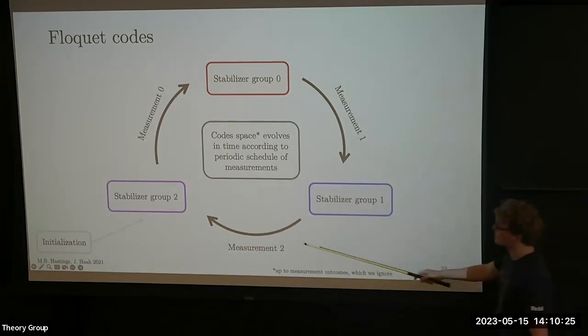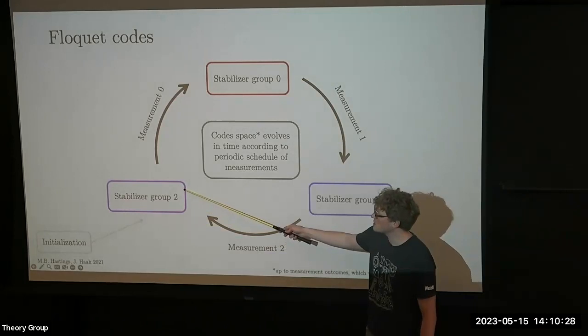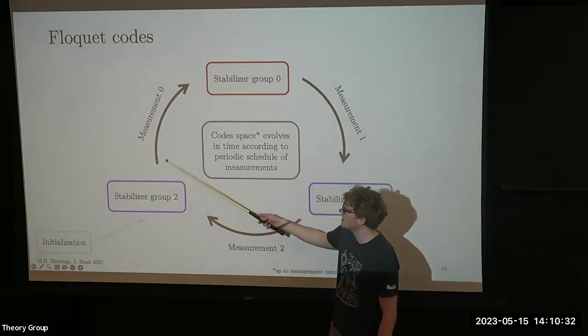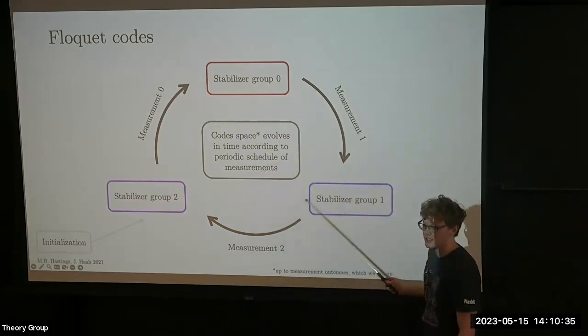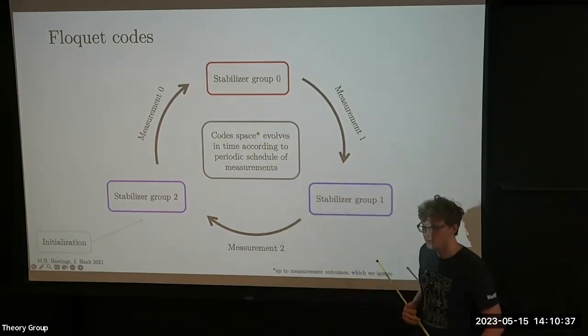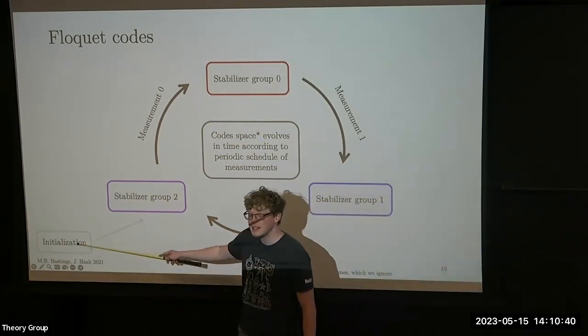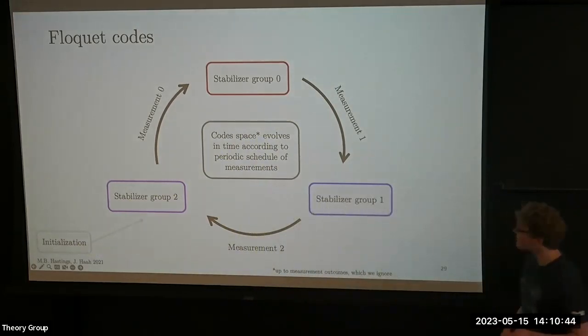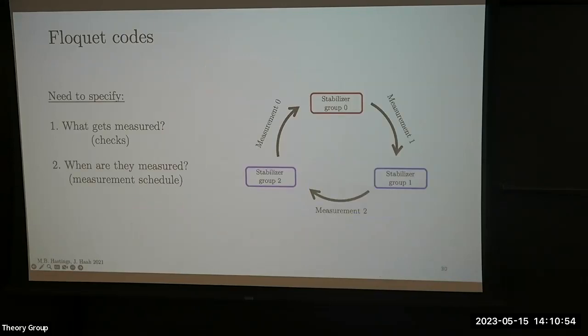So in order for this Floquet code to operate, we need to ensure that if we have information stored in one of these instantaneous code spaces, it can be transferred from one to the next. Let me just also comment that there may be a period of initialization that's necessary just to get the ball rolling. And then afterwards, this becomes periodic. So what data do I actually need to specify to define a Floquet code? I need to tell you two things. The first is what gets measured. These are the checks.